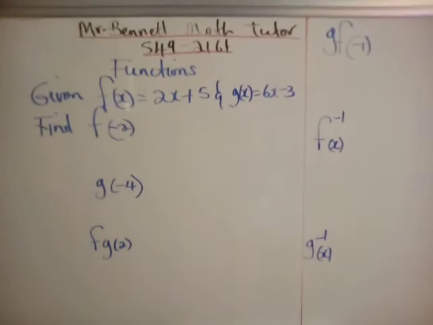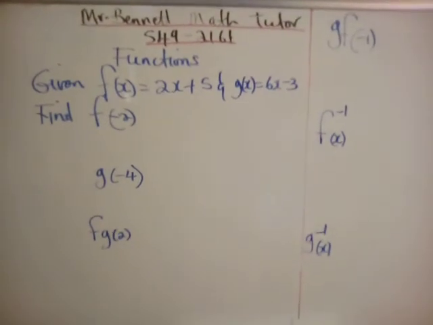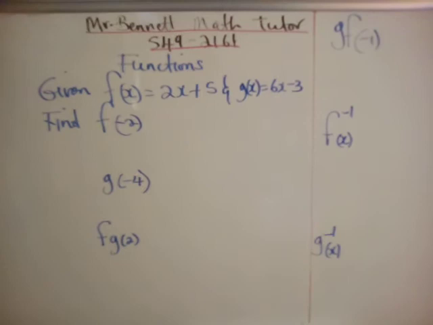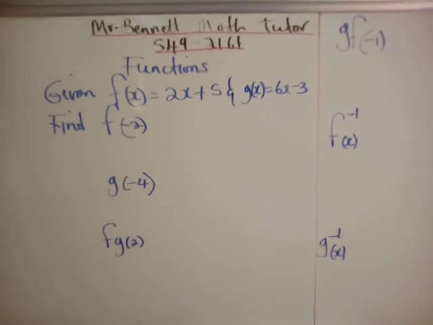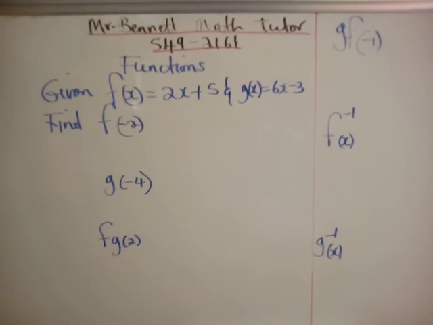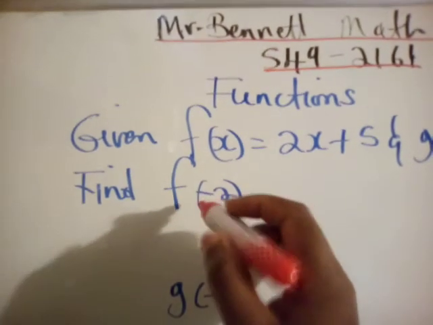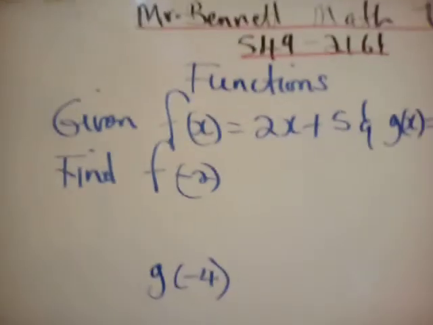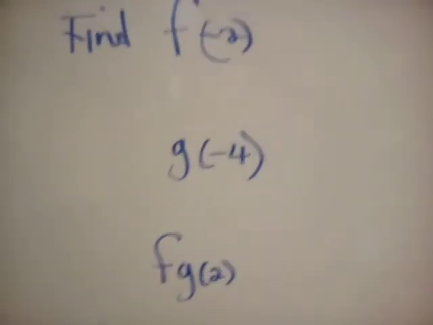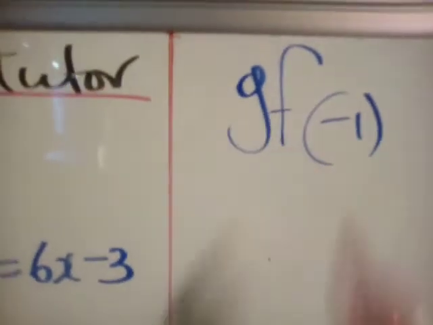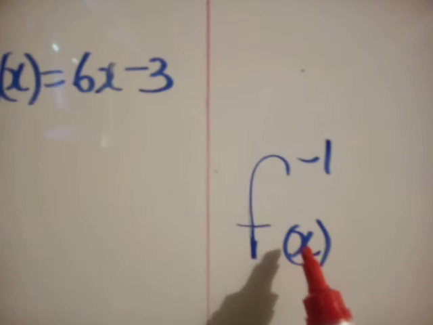Alright, my people, alright. So now we're looking at functions, and we'll be looking at some basic items in functions. The first one says, given f of x is equal to 2x plus 5 and g of x is equal to 6x minus 3. The first one asks us to find the value of f when negative 2 is plugged into the function, and this one asks for g of 4 and f of g. This is what we call a composite function, so we're going to be combining both functions. Similarly, this too, we're going to be combining g of f and find the inverse of f.